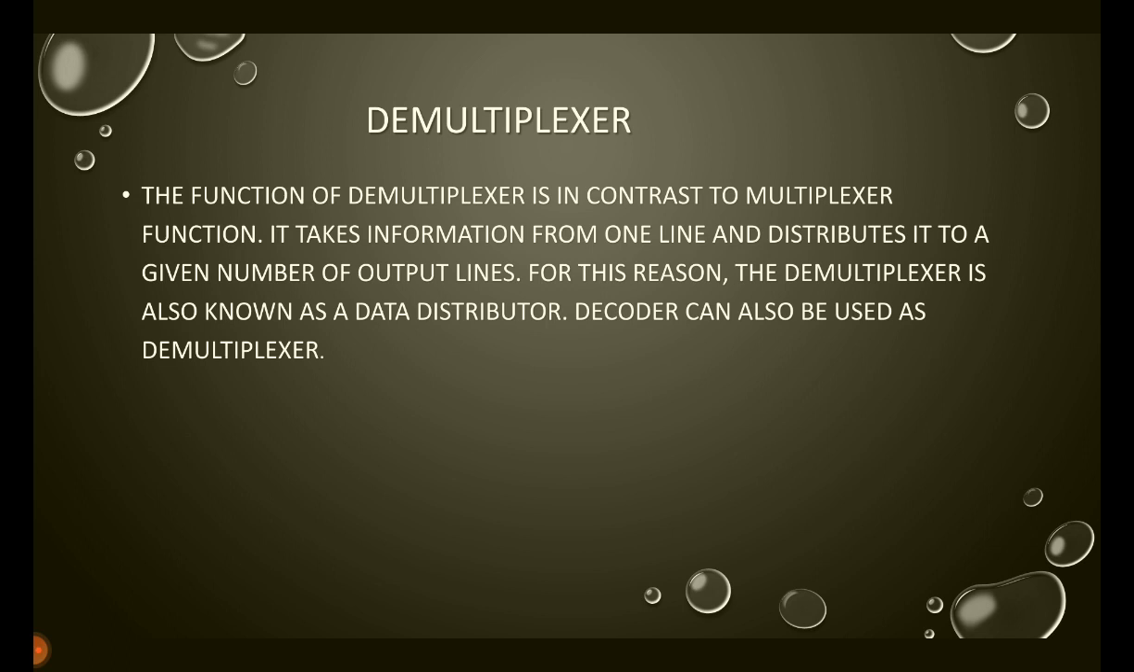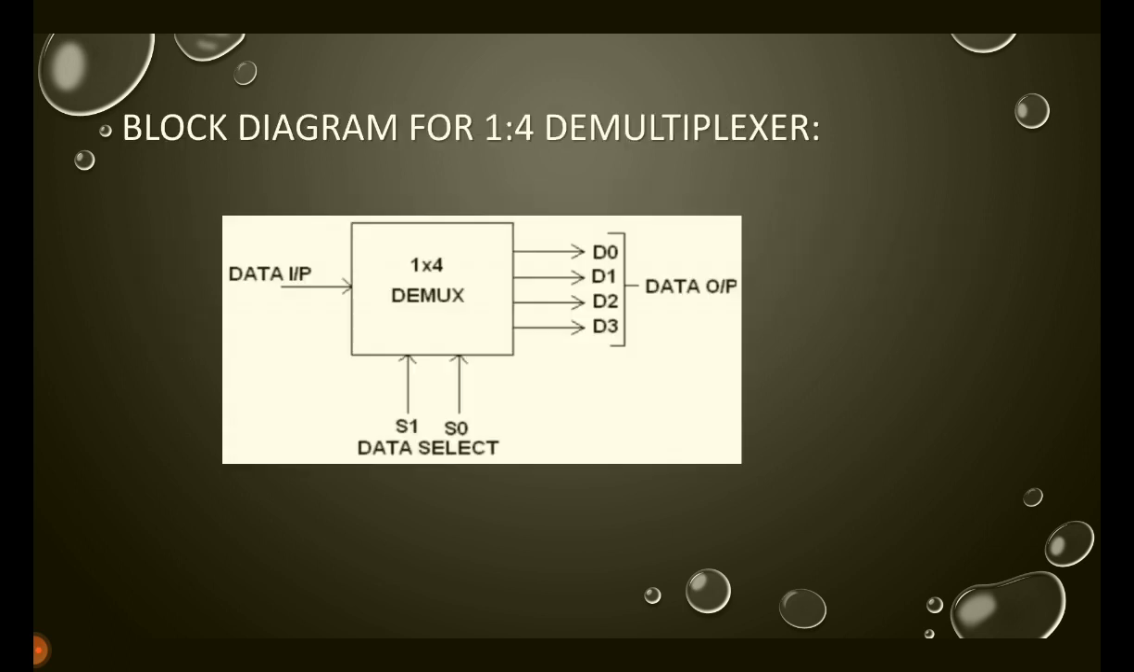Demultiplexer. The function of demultiplexer is in contrast to multiplexer function. It takes information from one line and distributes it to a given number of output lines. For this reason, the demultiplexer is also known as data distributor. Decoder can also be used as demultiplexer.